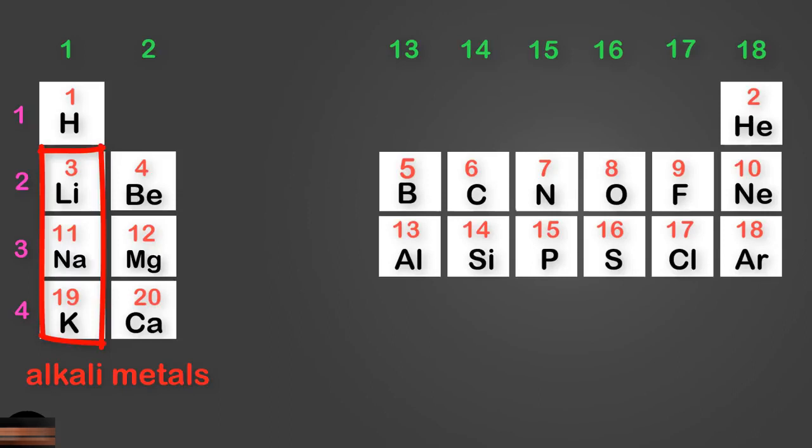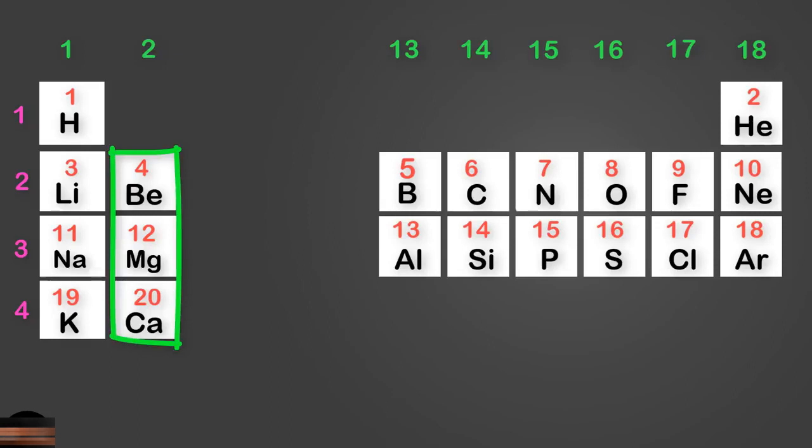Now let's look at group 2. Once again we see there are metals in this group. They are called alkaline earth metals and they also have the same valency. Now let's move ahead to group 17. If you look at this group, it contains non-metals and they have the same valency 1.